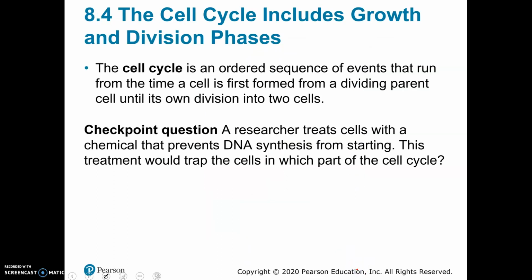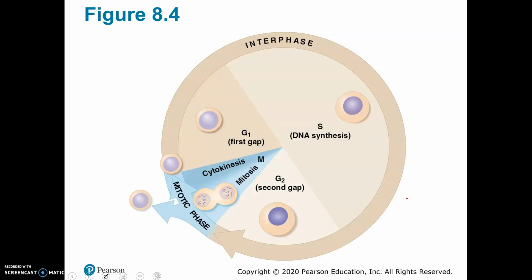So, the cell cycle is a sequence of events, and it starts from when the cell is first formed, and then goes through the cell dividing to the next generation, so to speak. If a chemical prevents DNA synthesis, this would trap the cell. Again, they're asking this question, and we haven't talked about the cell cycle, but the answer is it would be trapped in the first stage of the cell cycle, which is called G1, and it would never be able to go past that.